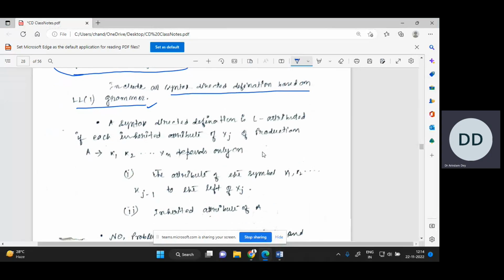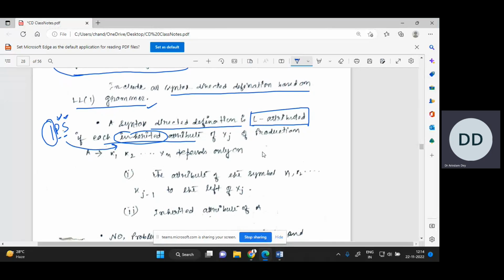Now, a syntax directed definition is L attributed when, for each inherited attribute, and I hope you can remember, inherited means it was taken from a parent or sibling, right? So when an attribute is taking values from a parent or from a sibling, that is called an inherited attribute. Each inherited attribute of Xj in a production A to X1, X2 to Xn depends only on the attributes of the symbols X1, X2 to Xj minus 1, to the left of Xj.